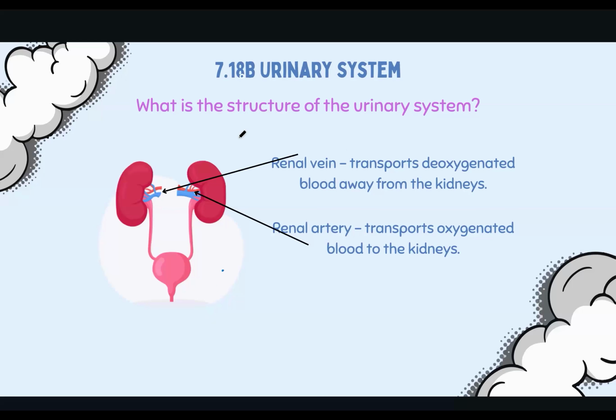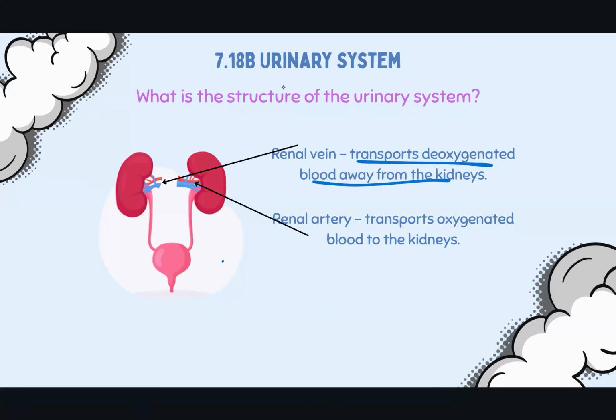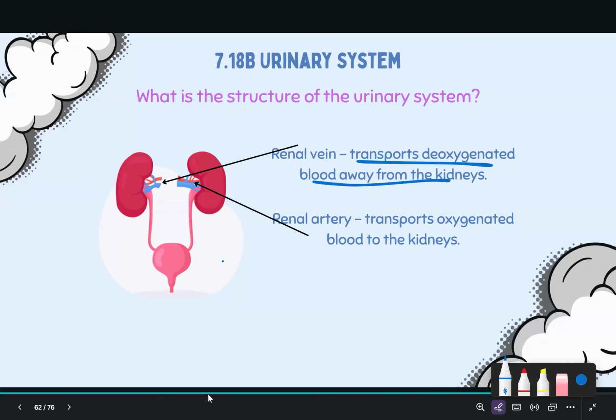So 17.8b, the urinary system. What is the structure of the urinary system? So we've got a renal vein that transports deoxygenated blood away from the kidneys. And we've got the renal artery as well, which transports oxygenated blood to the kidneys.